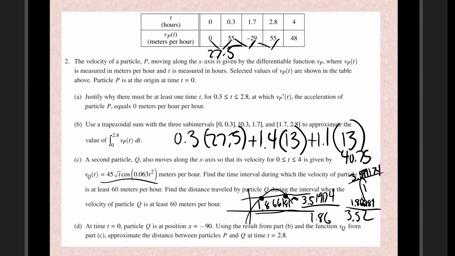Then you just plug in VQ of t, this nonsense here, and integrate between those bounds, and you get the distance. Oh, sorry, you have to absolute value this, but it doesn't matter because it's above 60. And you find the distance traveled when the velocity is at least 60 meters per hour. There.